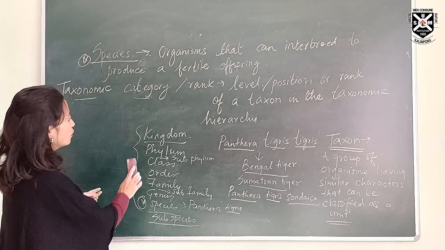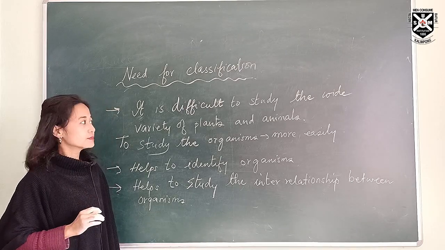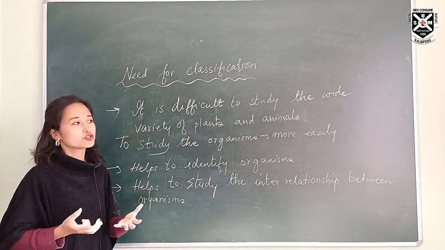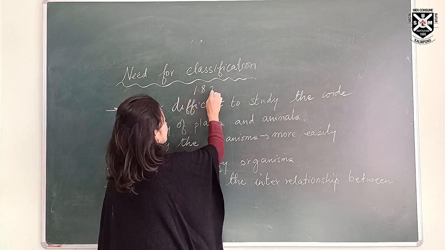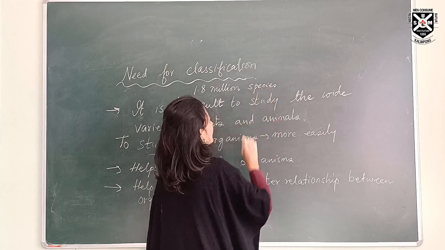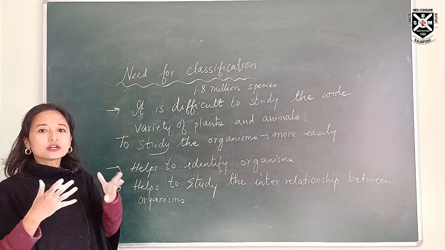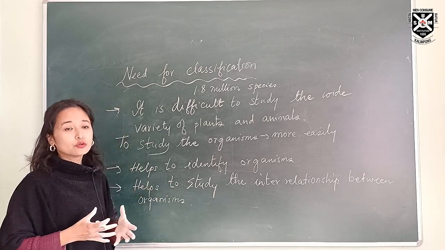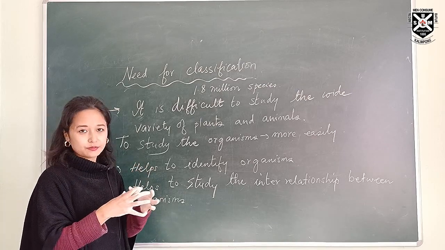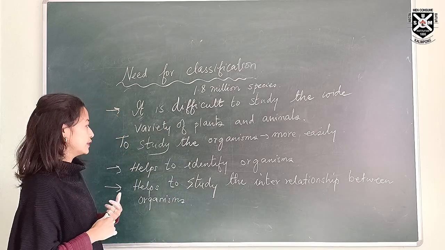So what is the need for classifying organisms? We know that there are millions of varieties of plants and animals. Approximately 1.8 million species are there, and some are yet to be discovered also. So we cannot study each and every organism. In order to make the study simpler, we group or classify organisms. So that is one need for classification.